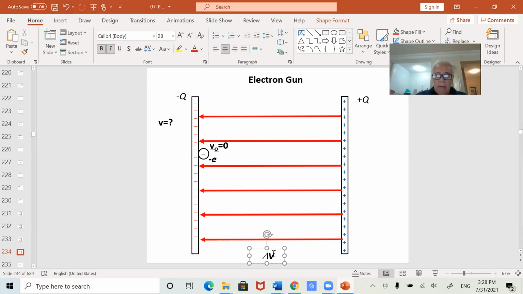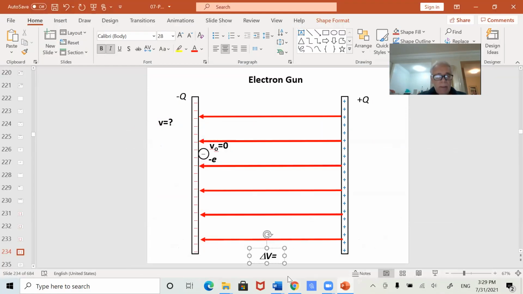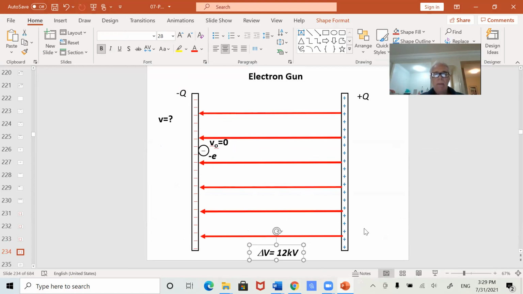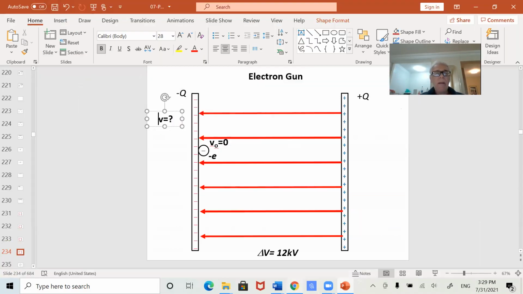In this case, what is the delta V? Let's take a look. The problem says 12 kV. Delta V here is 12 kV, accelerated from here to here. Going back here, at what speed do the electrons reach there, right? After it goes through this electric field, that's what the book is asking.